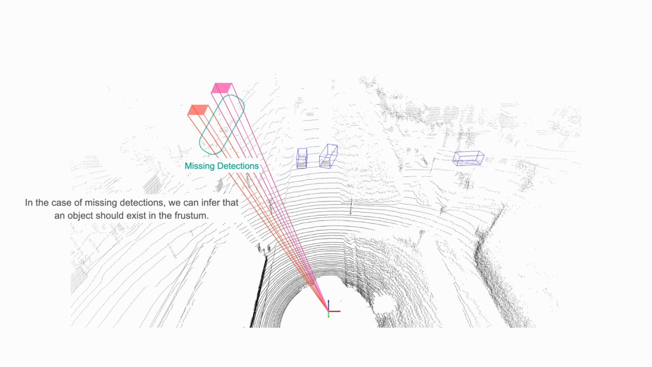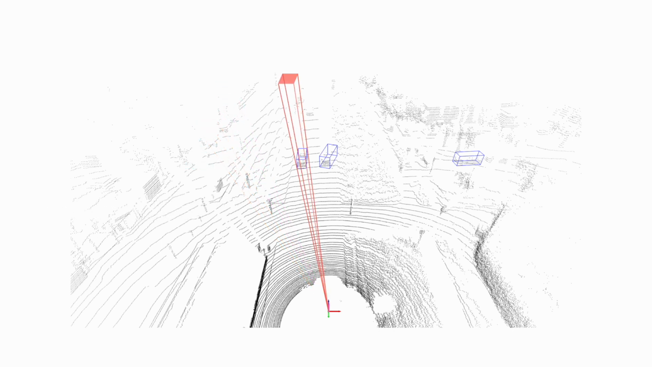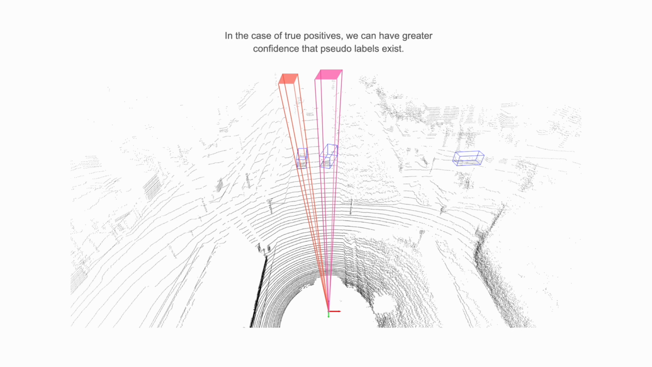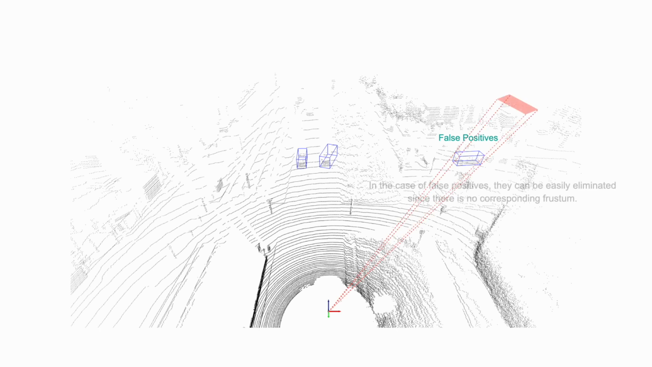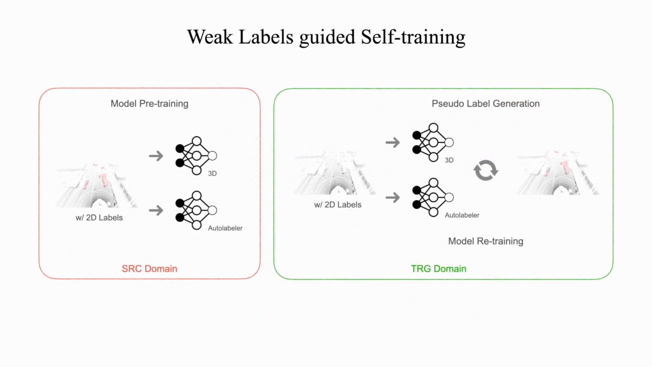Here are some examples demonstrating how the frustum helps to generate pseudo-labels. When facing missing detections, we can infer that an object should exist in this space. In the case of true positives, we can have greater confidence that pseudo-labels exist. For false positives, they can be easily eliminated since there is no corresponding frustum. Therefore, our approach integrates the autolabeler into the self-training framework to generate more consistent and robust pseudo-labels. We call this pseudo-label generation process a consistency fusion strategy.